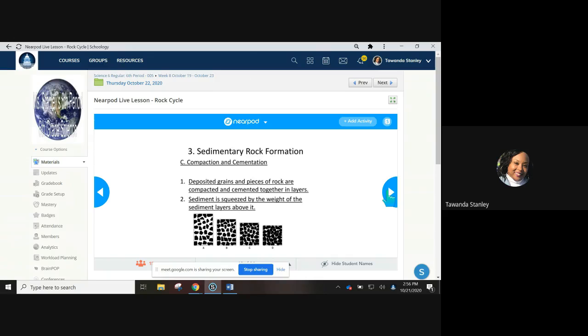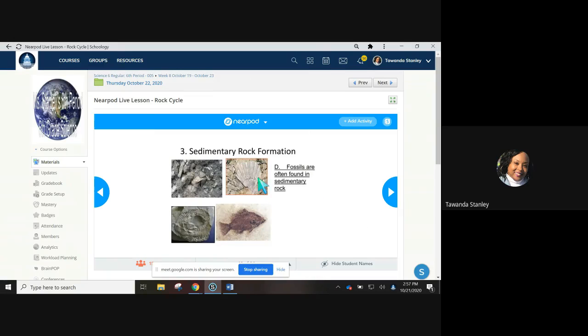And you guys also need to remember that sedimentary rocks have layers. They have layers because sedimentary rock can be different types of rocks combined, compacted, and squeezed together. It doesn't have to be just sedimentary rock. It could be a sedimentary rock, it could be a piece of a metamorphic rock, it could be a part of an igneous rock. So here you have those images of where the sediment is being squeezed by the weight of the sediment layers. Something else to add to your notes: fossils are often found in sedimentary rock.